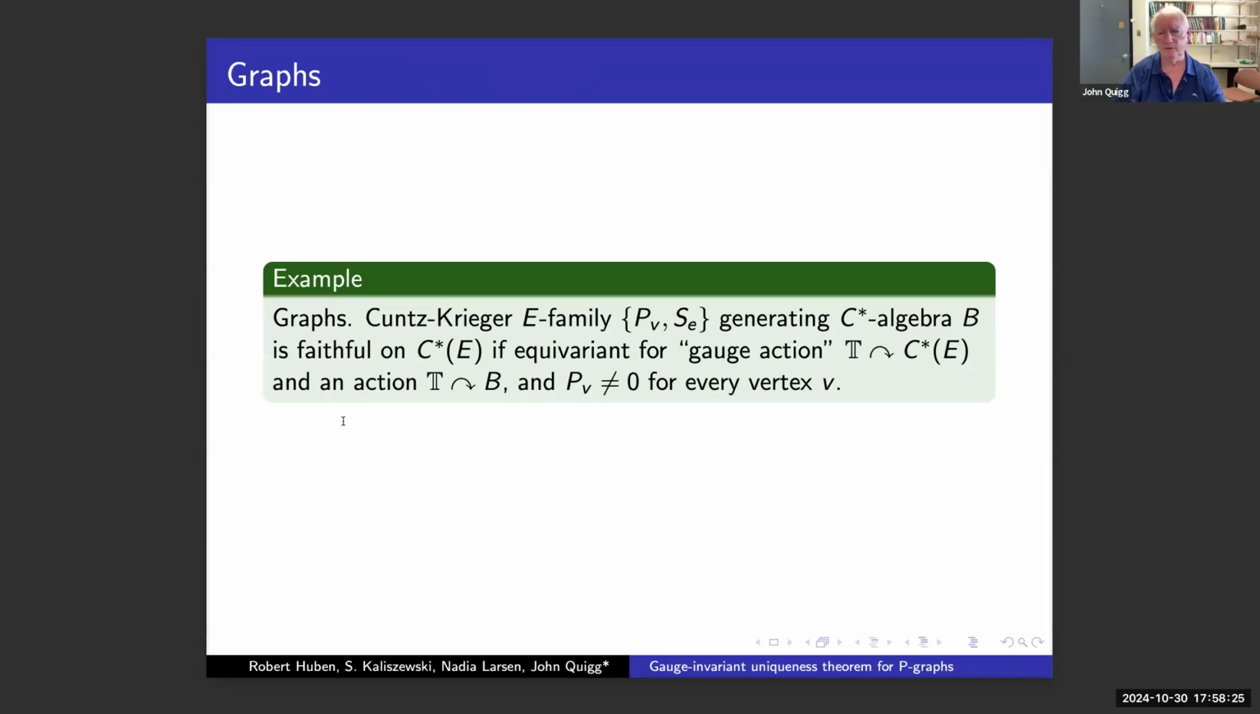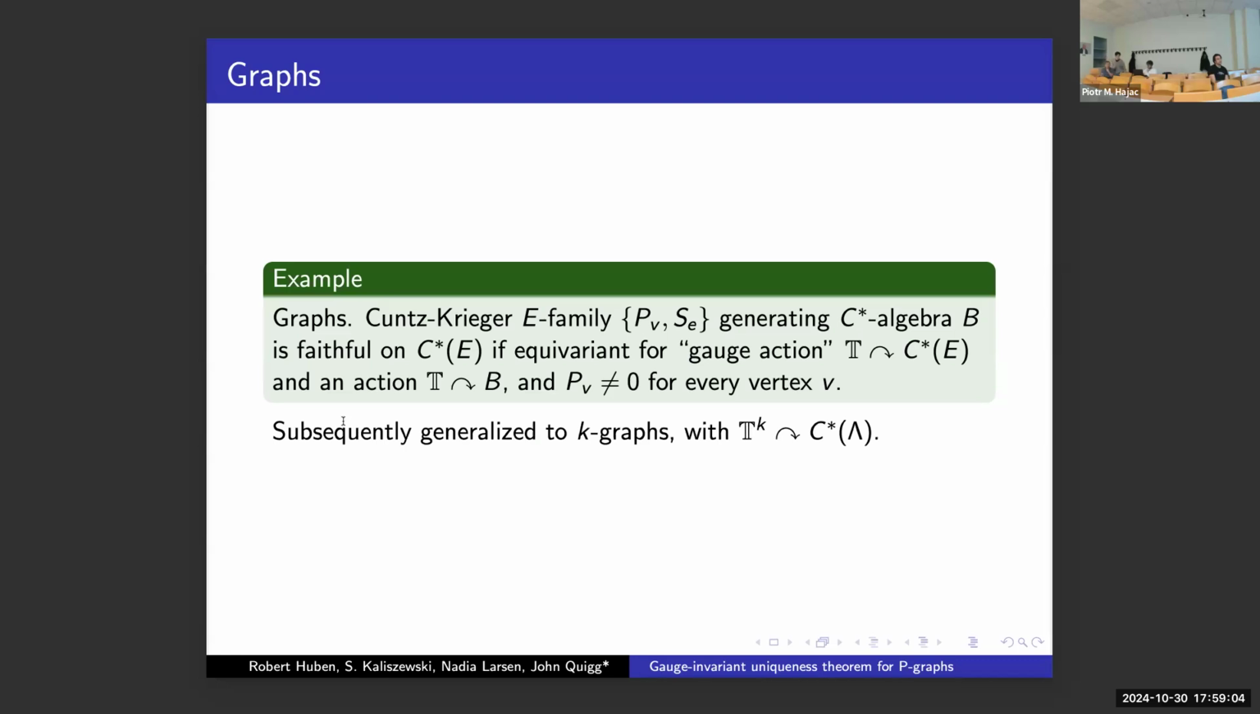So here is an example. If you have a directed graph with vertices and edges, a Cuntz-Krieger E-family where E is the graph, generating a C-star algebra B is faithful on the graph C-star algebra if it's equivariant for the so-called gauge action of the circle group T on C-star E and some action on the C-star algebra B. And the partial fidelity is it should be non-zero at every vertex. So that's the original gauge invariant uniqueness theorem. It was subsequently generalized to k-graphs, higher rank graphs of rank k, where the action is by the k-torus.